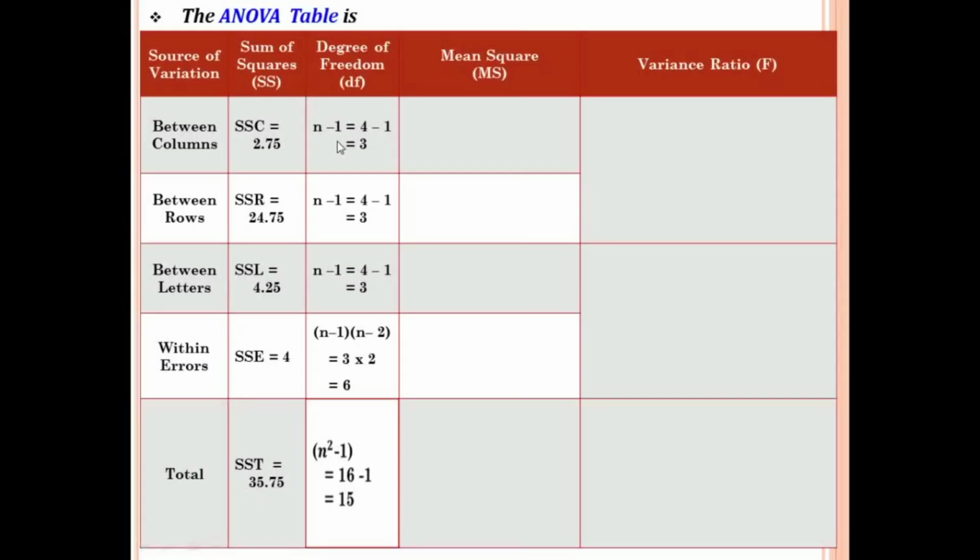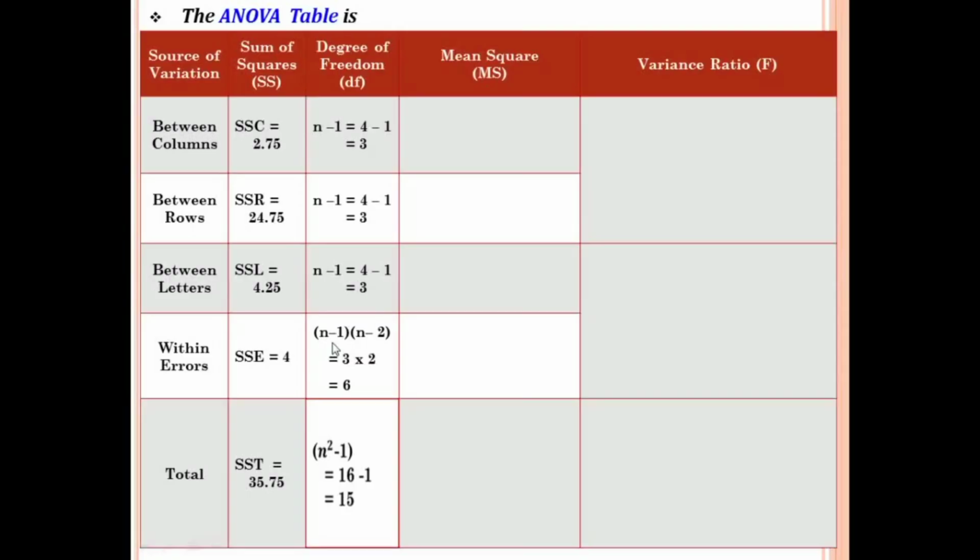Next, degree of freedom, n minus 1. Number of columns, 4 columns, we get 3. Degree of freedom row wise, how many rows? 4 rows. So 4 minus 1 equal to 3. Next, L, letters, how many letters? 4 letters. So we get 3.